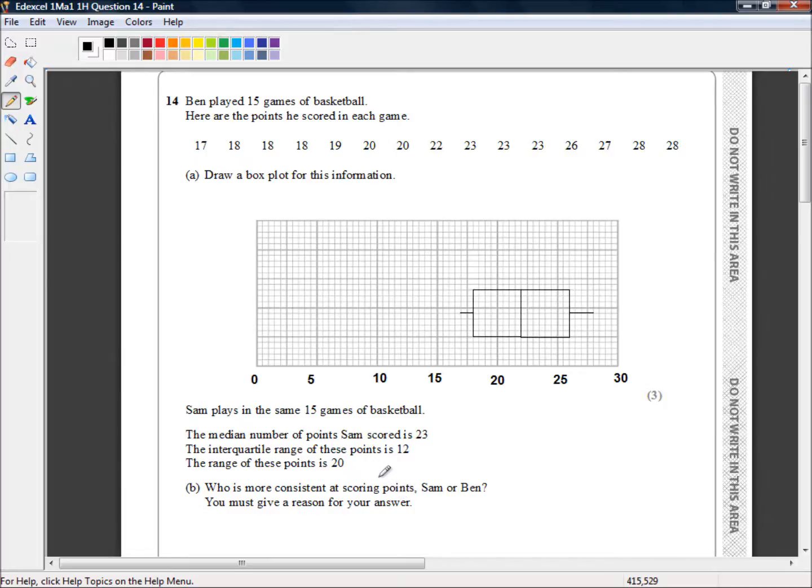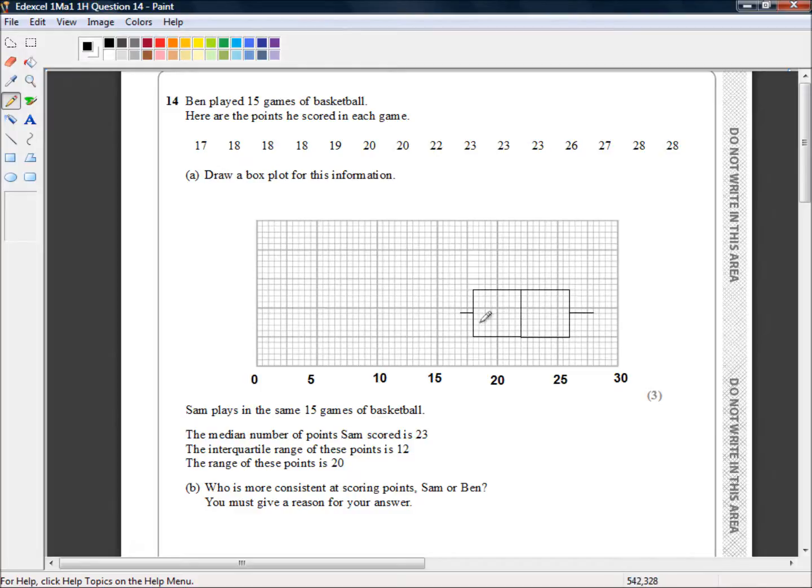Okay, so in this case, we're looking to see who's the most consistent. So the person who's the most consistent is going to have the smallest range. He's also going to have the smallest interquartile range. So whether you look at the interquartile range or the range as a whole, if we check Ben's range, he's gone from 17 all the way to 28. So that's a range of 11. Whereas Sam's range we're given is 20. So Ben has the smallest range, so Ben is the most consistent.